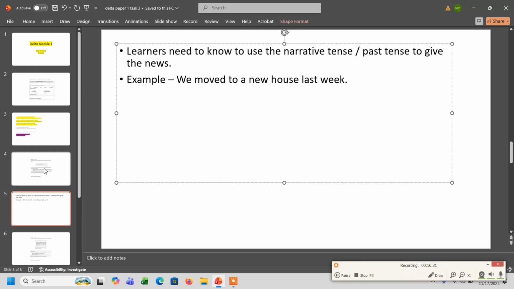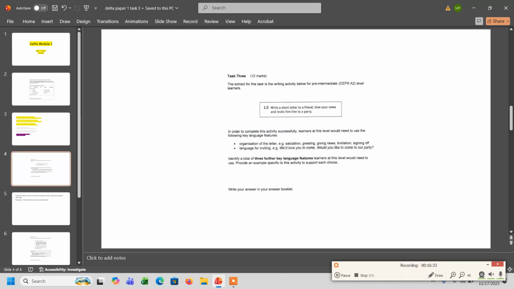And what is the second feature? The second feature is invite. But for the language for invitation, they have already given you the phrases. So another key point is you don't worry too much and give the answer like a Delta trainee. Give the answer like a pre-intermediate A2 level learner. So how would you say? You would start, hello friend, dear friend, okay, how are you? I would like to invite you to my housewarming party because we moved to a new house last weekend.